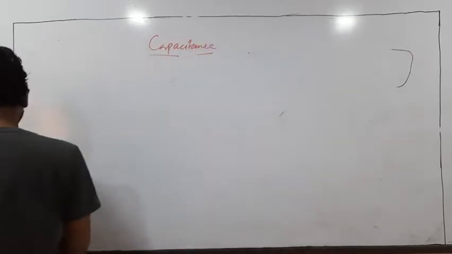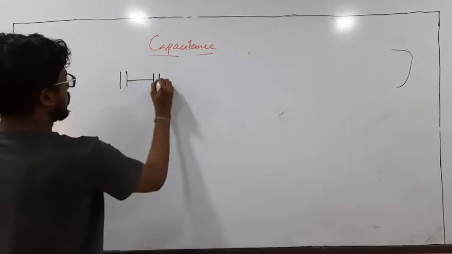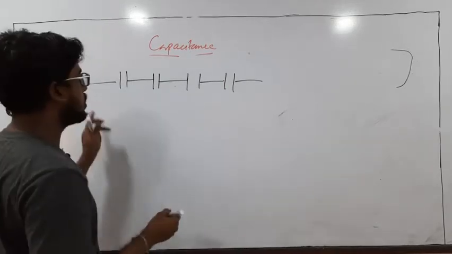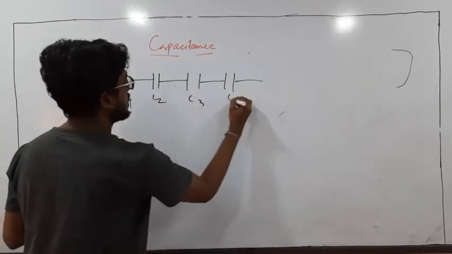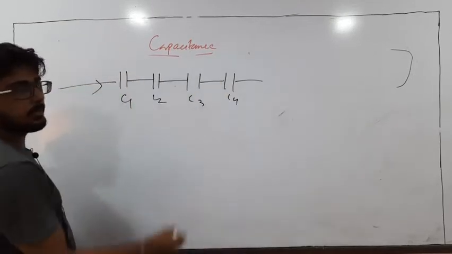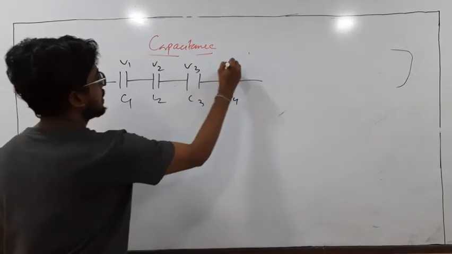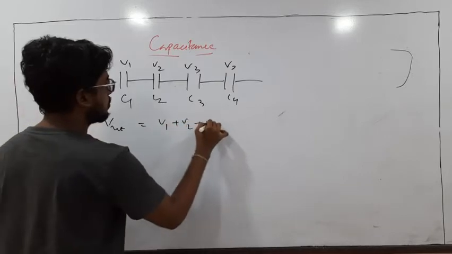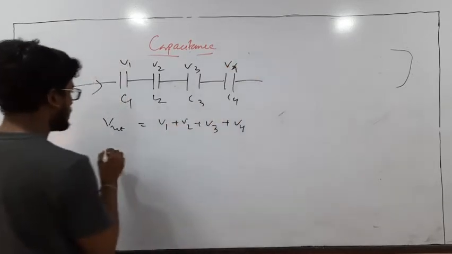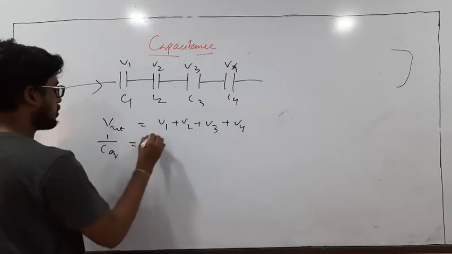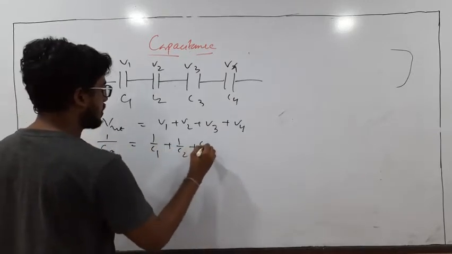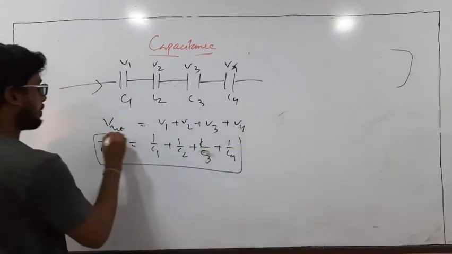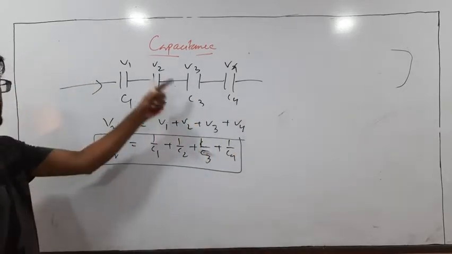So in series grouping of capacitors, we know the charge remains constant. If these are C1, C2, C3, C4, here the charge across all the capacitors remains constant, but the potential will be different. So the potential will be additive. So V net will be equal to how much? V1 plus V2 plus V3 plus V4. So the equivalent capacitance can be written as 1 by C equivalent equal to 1 by C1 plus 1 by C2 plus 1 by C3 plus 1 by C4. This will be the equivalent capacitance of the capacitors connected in series.